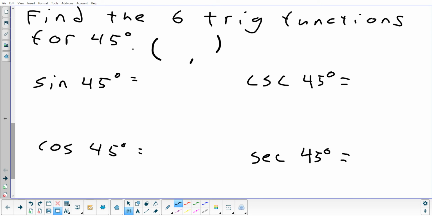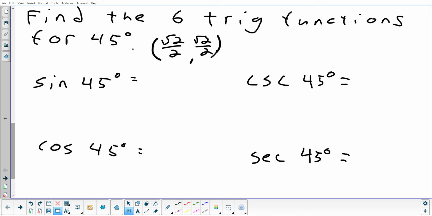Is that the square root of 2 over 2? So that's your x and your y? Square root of 2 over 2. Square root of 2 over 2. Yeah. All right, so now let's go through all 6.